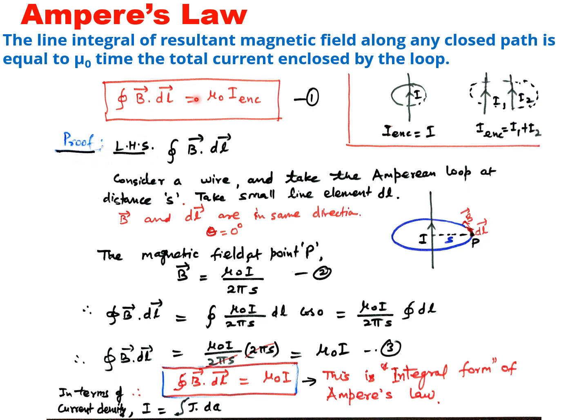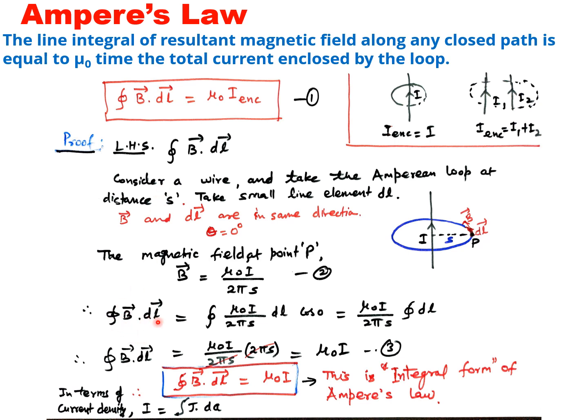The proof of this equation we can do by using the magnetic field for a current carrying wire. The left hand side is the line integral of B dot dl. If we consider a wire and make an Amperian loop at a distance s, and take a small element dl at point P, B and dl are in the same direction, so the angle between dl and B is 0. For the magnetic field at point P, we already know that for a current carrying wire, B equals mu naught I by 2 pi s.